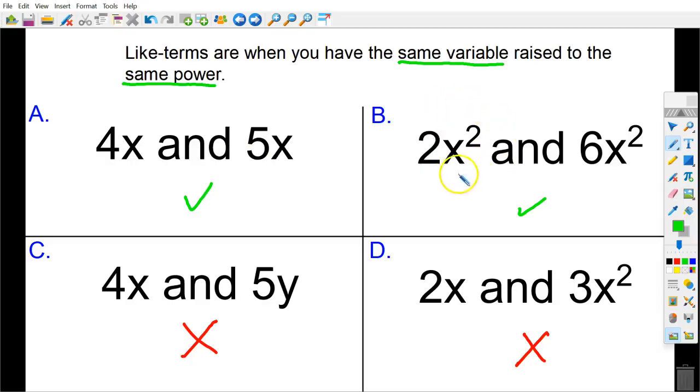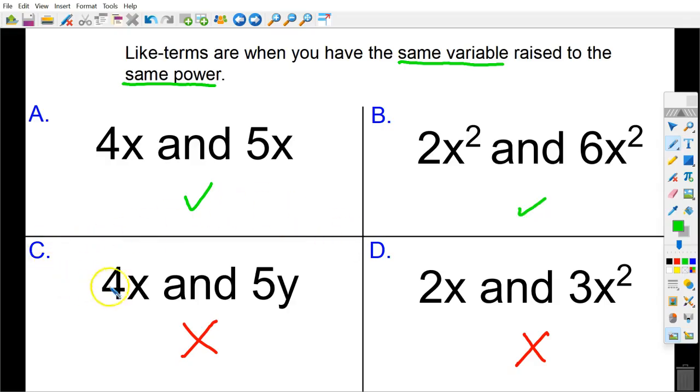Letter B, we've got 2x squared and 6x squared, okay? Same variable, same exponent, 2. Again, like terms, okay? Same variable, same exponent, you're good. Combine them, get them over with, all right?